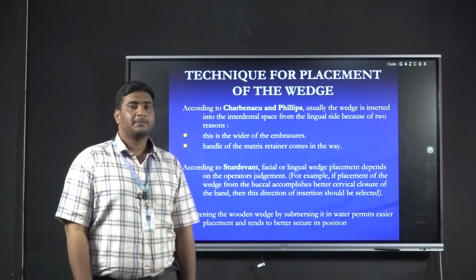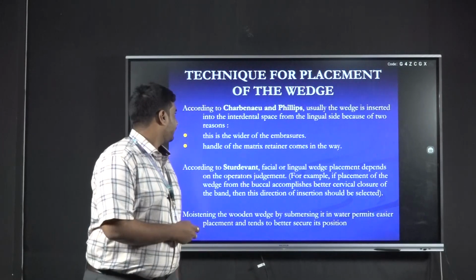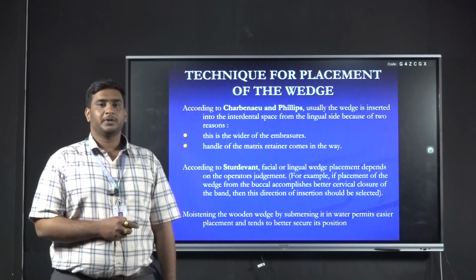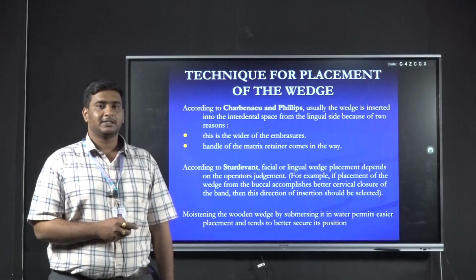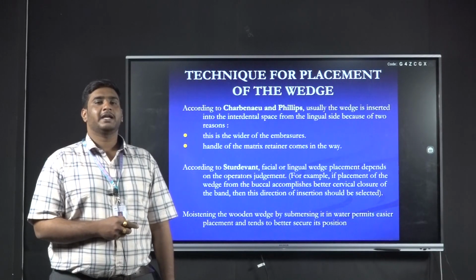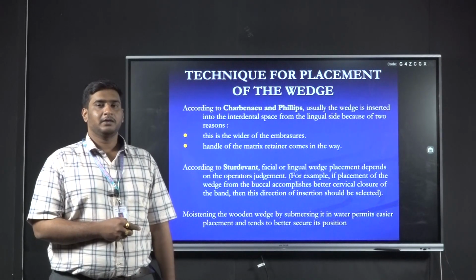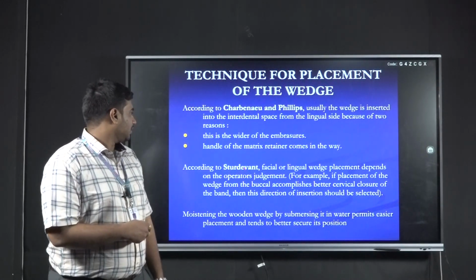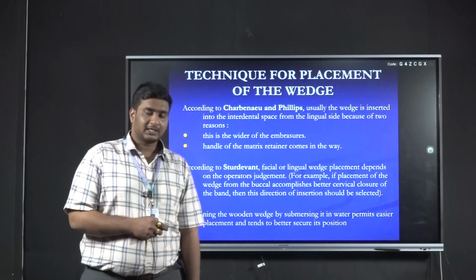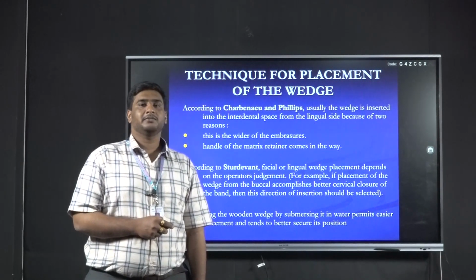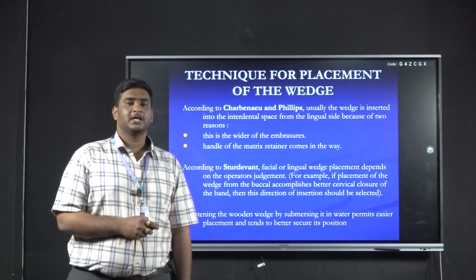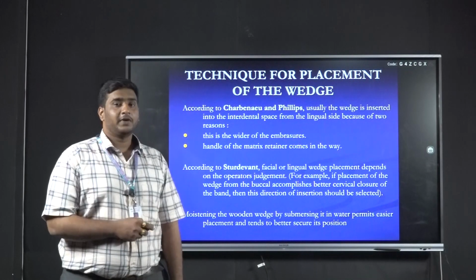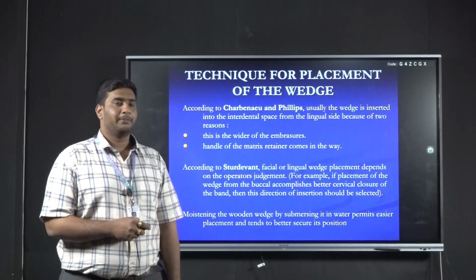So coming to the technique for the placement of the wedge, according to Charbonneau and Phillips, the wedge is most commonly placed from the lingual embrasure because of two reasons. Because the lingual embrasure is the widest embrasure, and also there will be no hindrance from the arm of the retainer while placing the wedges. And according to Sturdevant, facial or lingual embrasure both can be used for placing the wedges. It depends upon the operator's judgment. Whereas by Charbonneau and Phillips, the wedges should be placed only from the lingual embrasure.